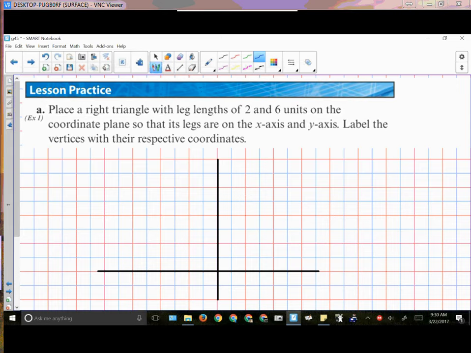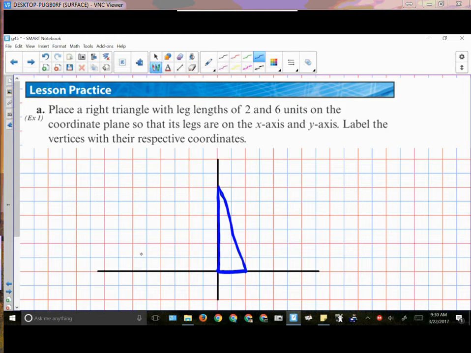So that means that on the x-axis, they would want it to be 2 units. So I've got my 2 units. Y-axis should be 6. 1, 2, 3, 4, 5, 6 is right there. And so there. Is my right triangle perfect? No. But is it drawn out the way it's supposed to be? Yes.